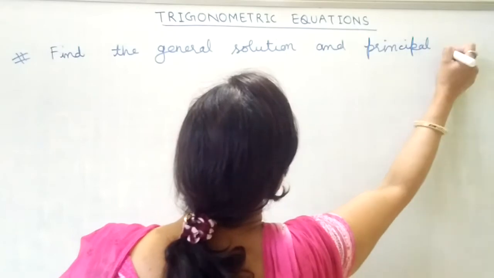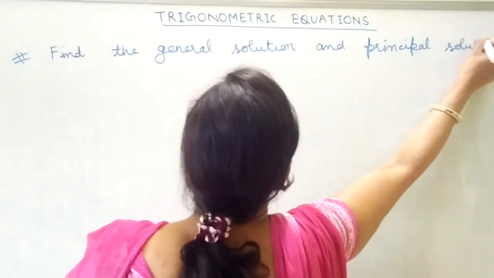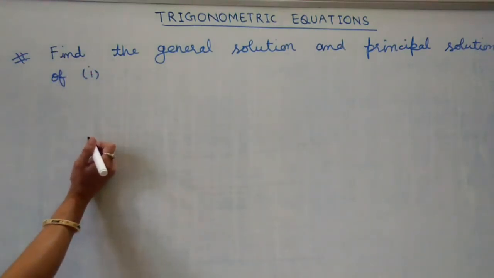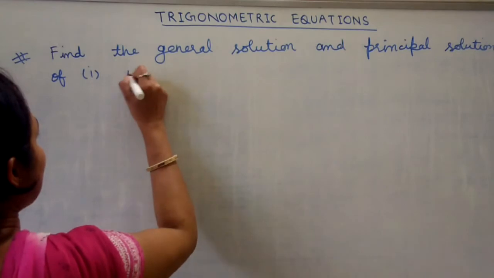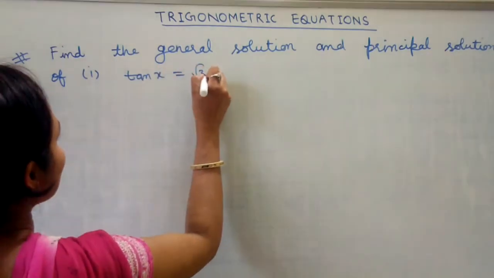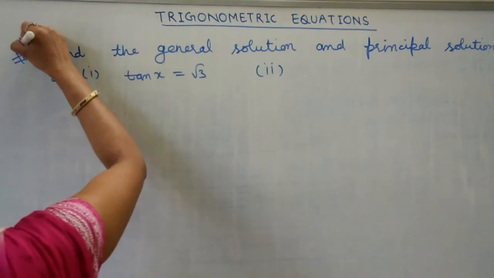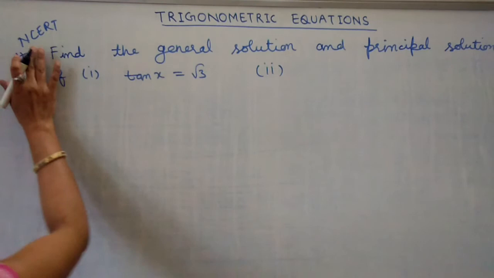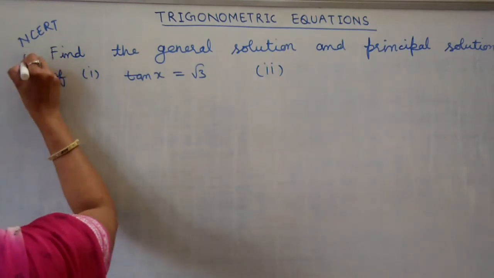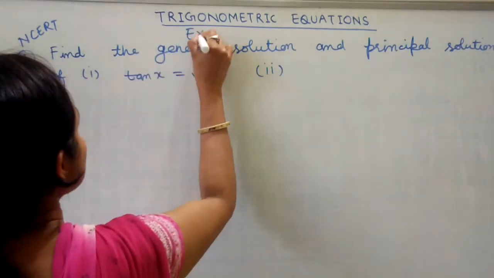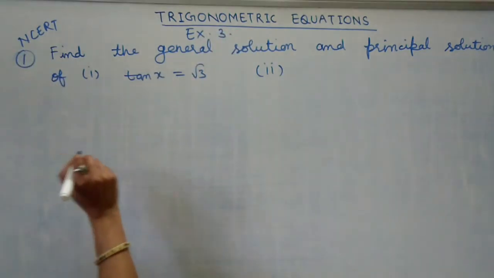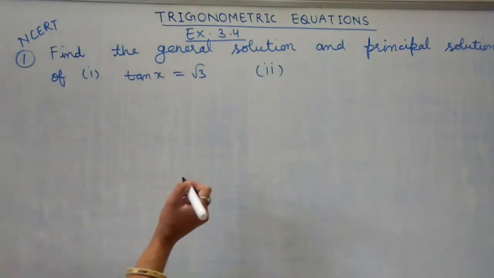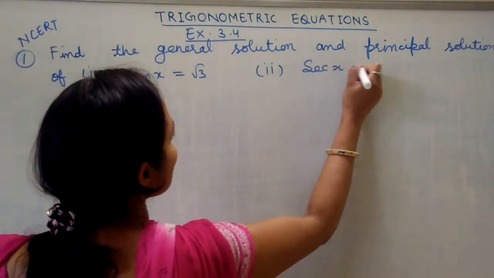Principal solution of, first of all, tan x is equal to root 3. The second one, this is from your NCERT, question number 1 of exercise 3.4. The second one is you have to take sec x is equal to 2.